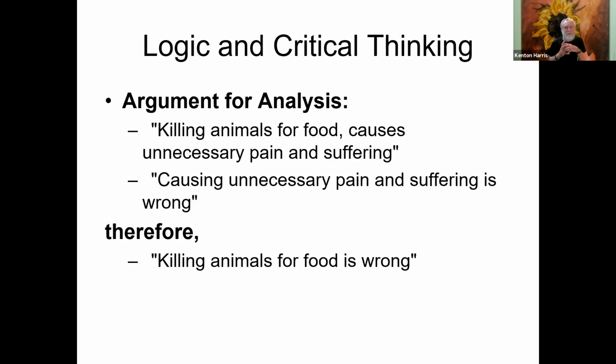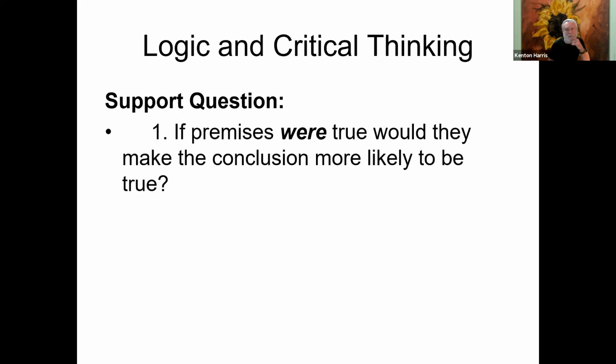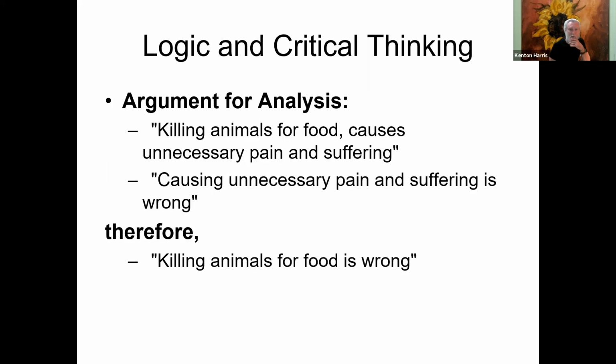But if that's the case, then a more explicit way of stating the argument would be this: killing animals for food causes unnecessary pain and suffering. Causing unnecessary pain and suffering is wrong, therefore, killing animals for food is wrong. Now, if the premises were true, would they make the conclusion more likely to be true? Again, this is the support question. So it's the first question we ask when analyzing the argument. Let me back up. So here we have our argument.